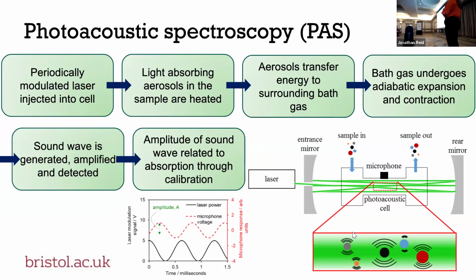And because we've modulated this laser periodically, you get periods of expansion and contraction, and that basically generates a sound wave. So we can amplify and detect that using a sensitive microphone, and then we can relate this amplitude of our microphone response, which is this red trace here, to our absorption if we calibrate our spectrometers with something with a known absorption. We do that using ozone.